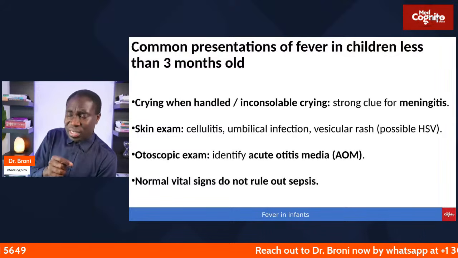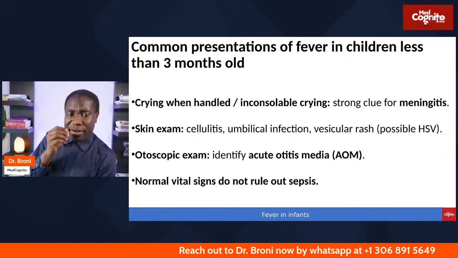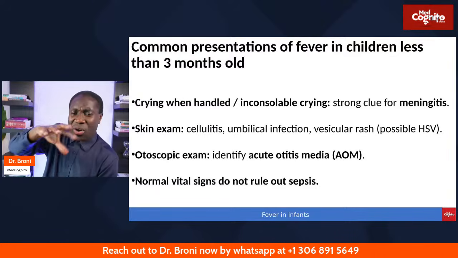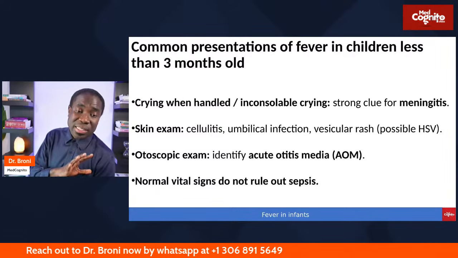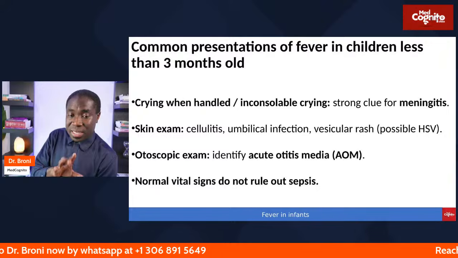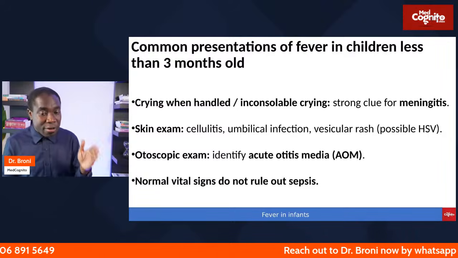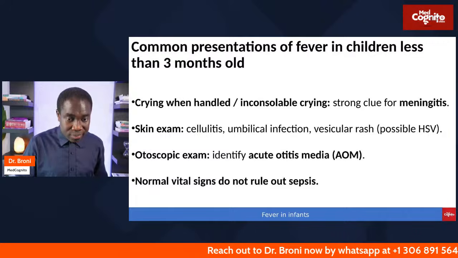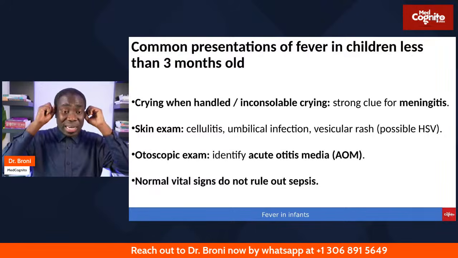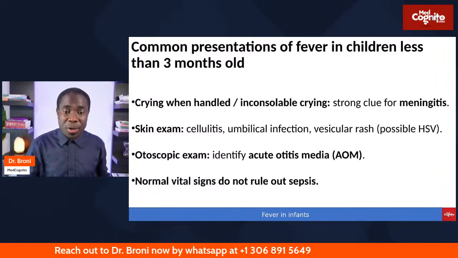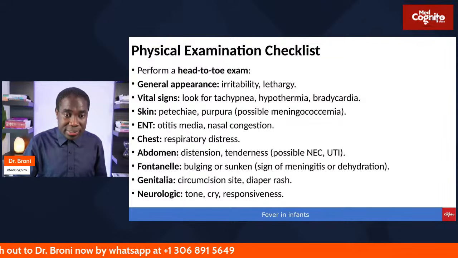The other thing you have to understand is that normal vital signs in a kid with all these nuanced presentations does not mean that there is no sepsis. The kid can have sepsis and have normal vital signs as well. So your antenna must go up, ping, when you are dealing with these kids.